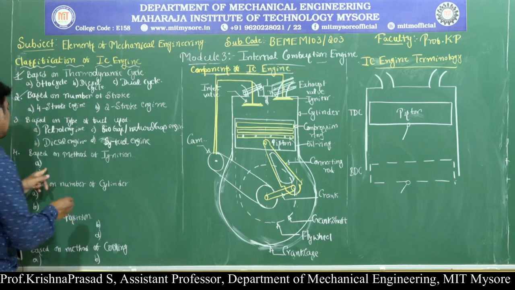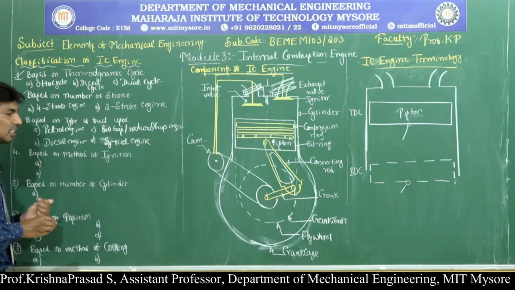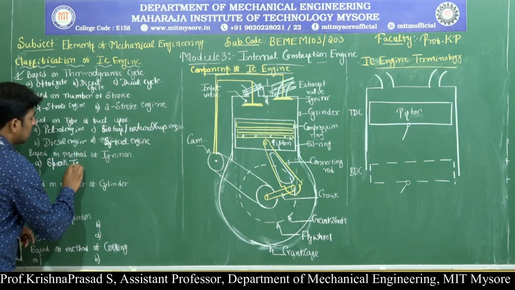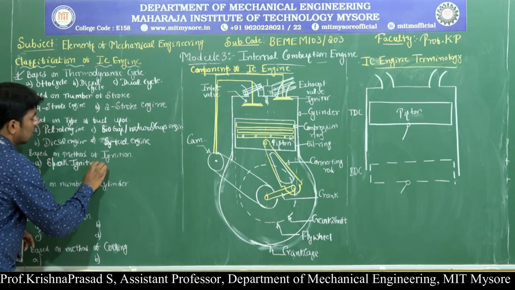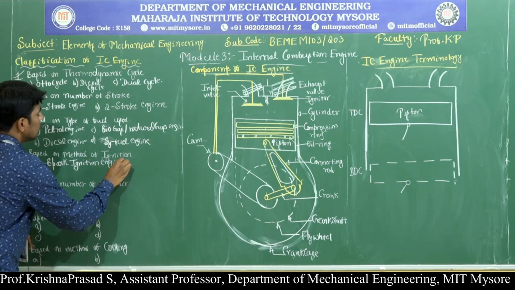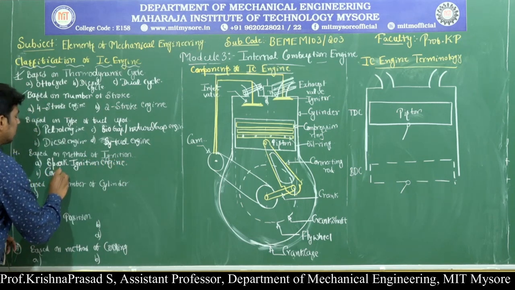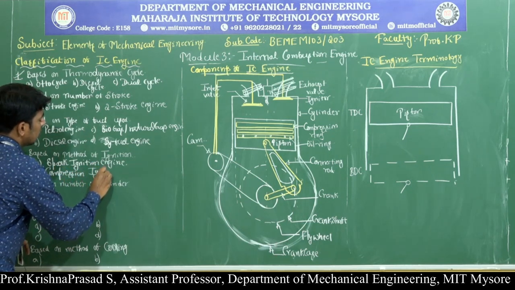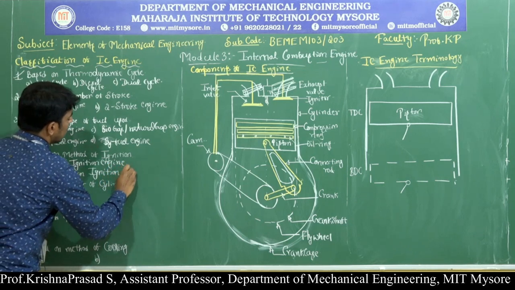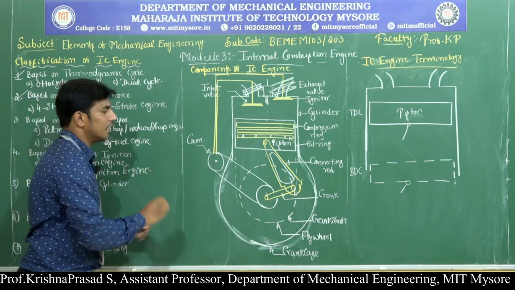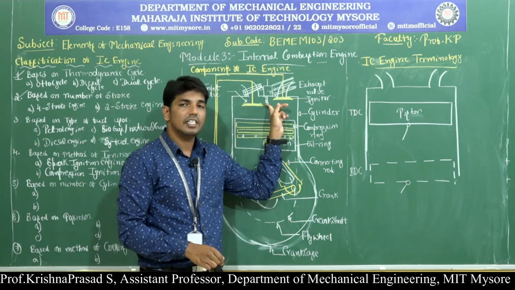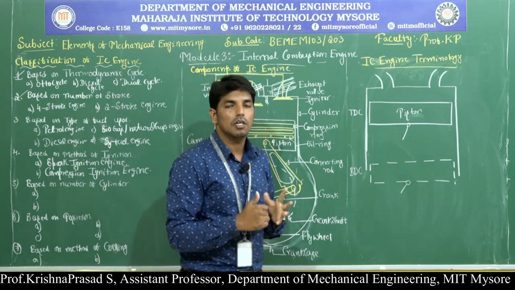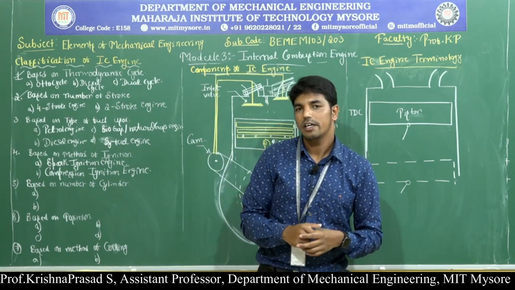Based on the method of ignition, internal combustion engines are again classified into two types. One is called the spark ignition engine, and the other is called the compression ignition engine. In the spark ignition engine, the igniter used is called the spark plug. This spark plug helps to burn the air-fuel mixture present inside the engine cylinder.